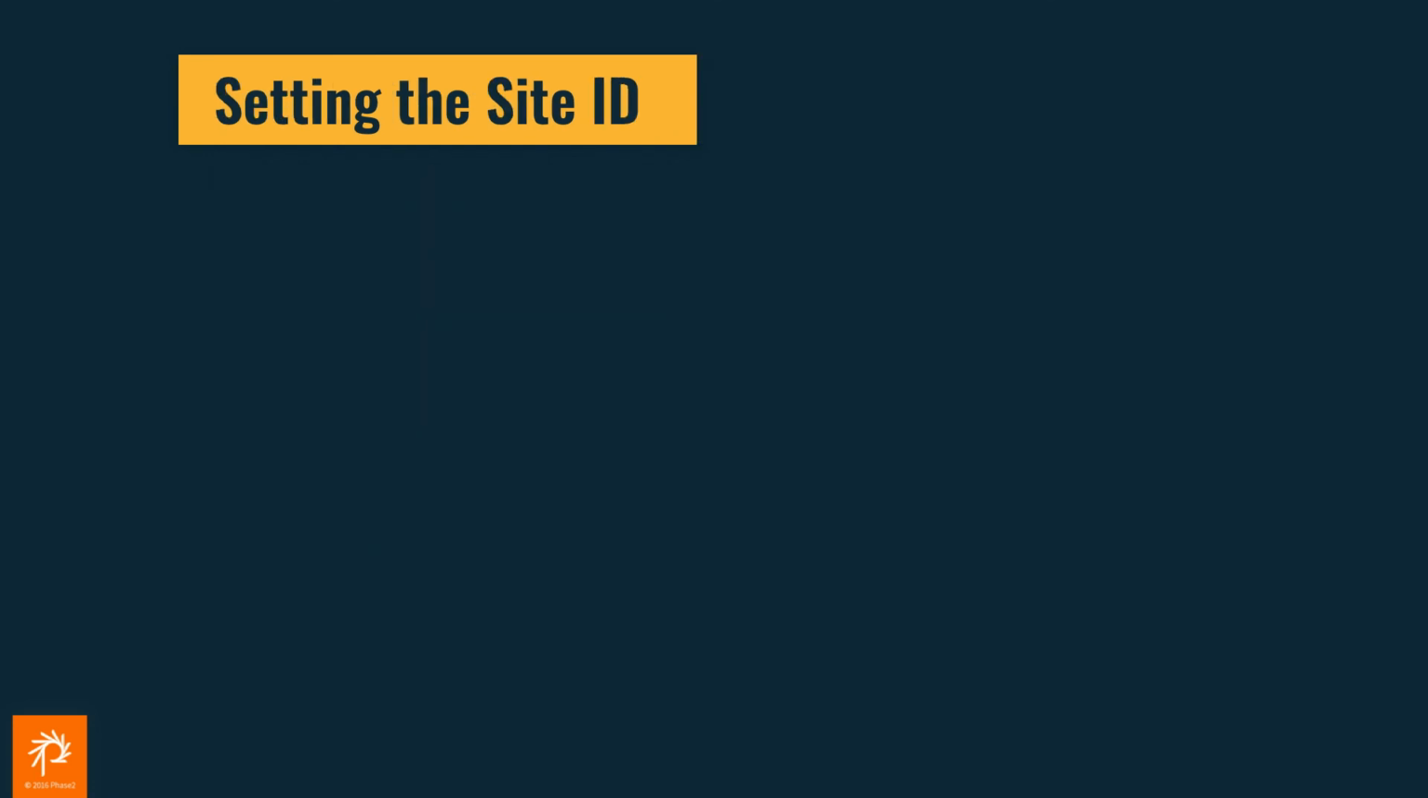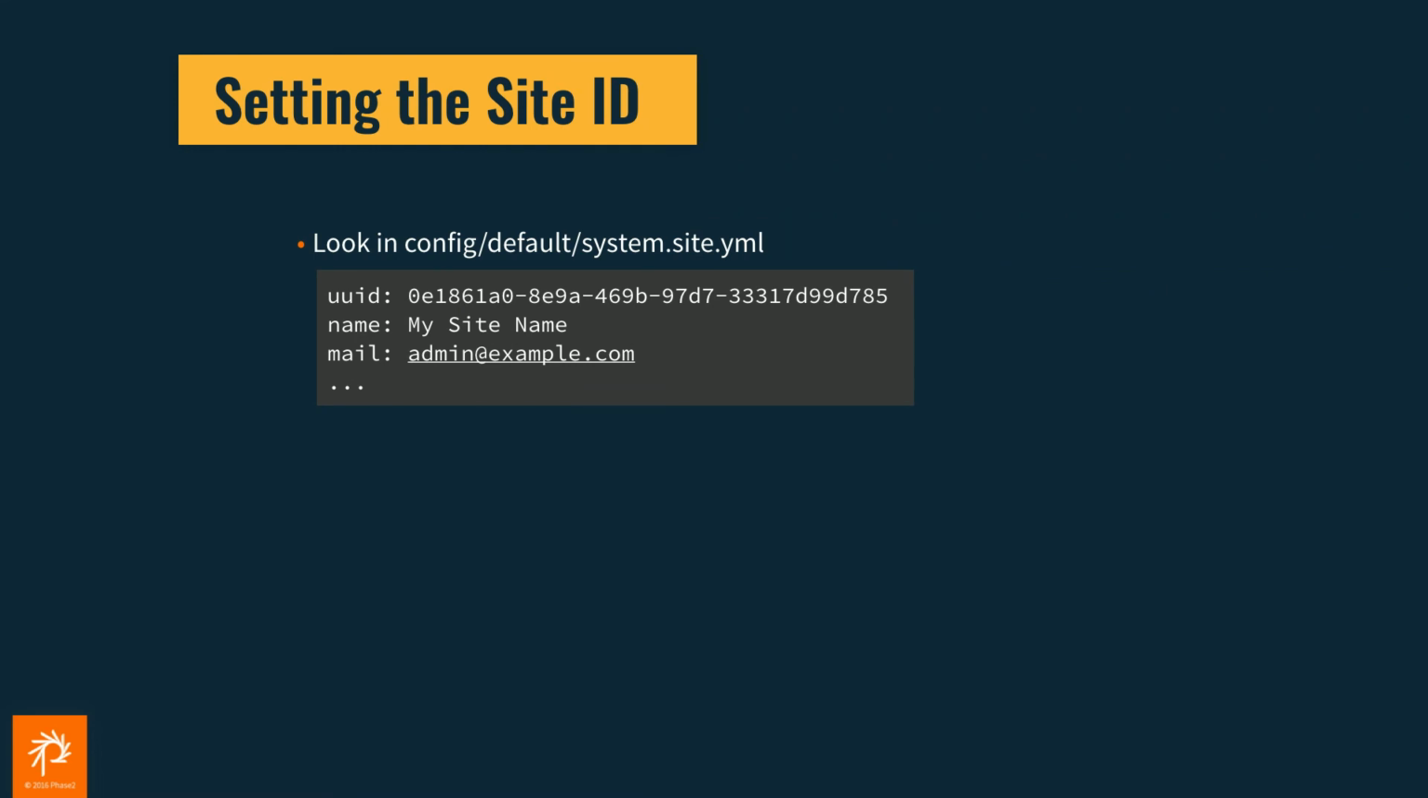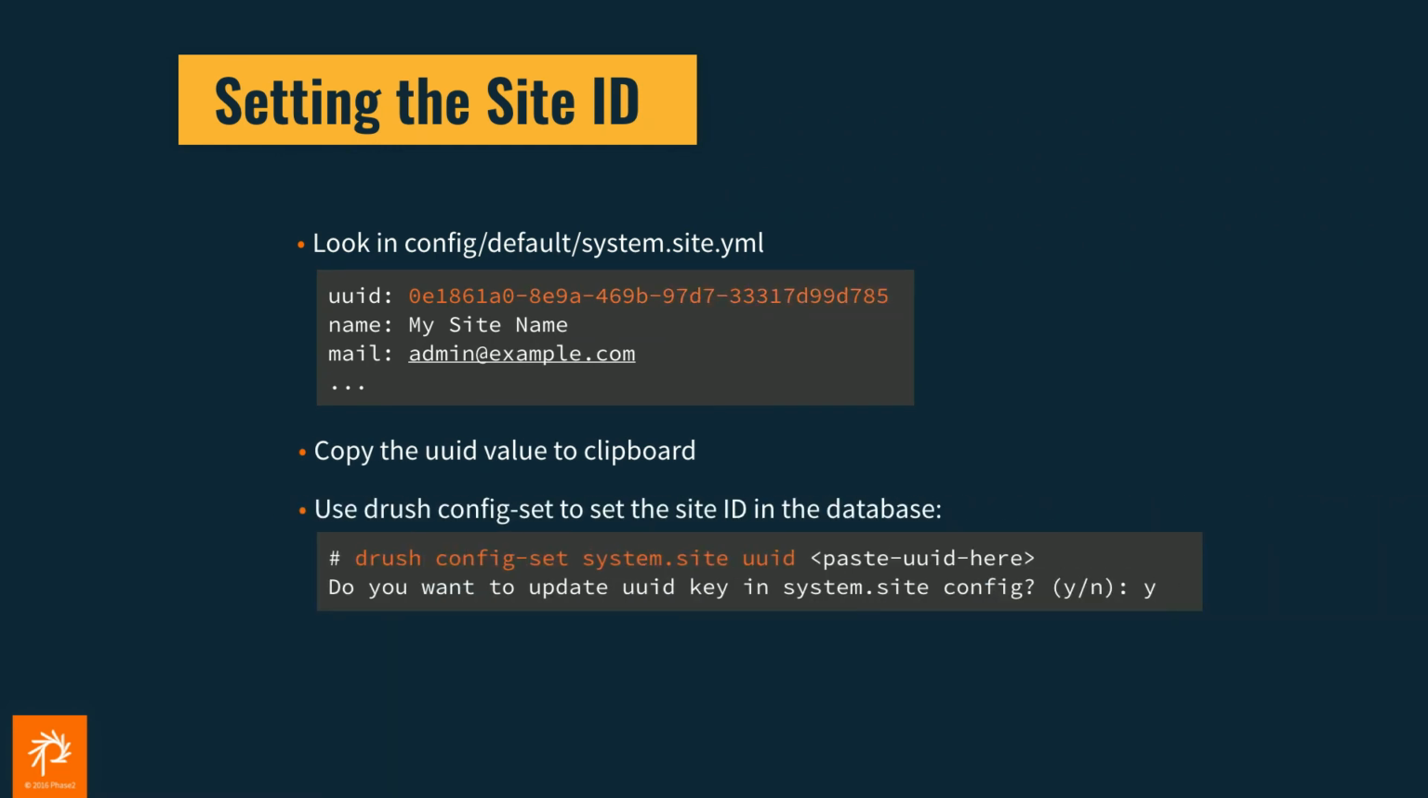So what if you do have to set the site ID manually? I just wanted to throw this in, especially for people with existing sites. It isn't actually that hard to do if you need to. You basically go look in your system.site config, and you'll see this thing at the top that says UUID, and there's your site name, and your site admin email, and everything else that's in your system configuration. So you can copy that UUID to your clipboard, and now you can use the drush config set command to set the system.site uuid and paste in the UUID. It will then prompt you if you want to update your UUID, and you say yes. So that's the method if you need to set the site ID manually for some other reason, because you've got two messed up sites.